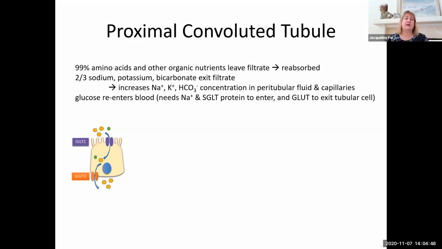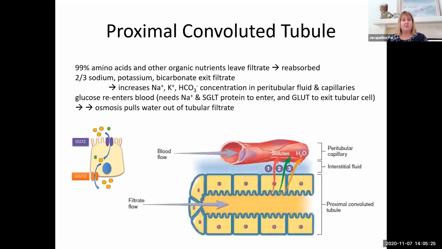Now, glucose also re-enters the blood, but it's not quite as simple. Glucose that is up here at the top in the filtrate has to have a protein carrier, this green dot, which allows it to enter the peritubular cells. And then once it's in the cell, it then has to find a glucose transporter for it to exit the tubular cell to be in the peritubular fluid, from which it can then diffuse back into the bloodstream.